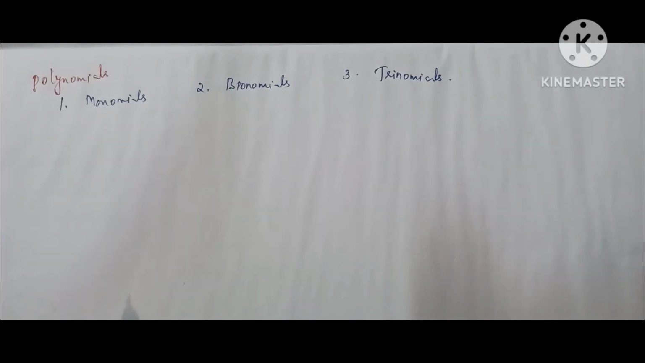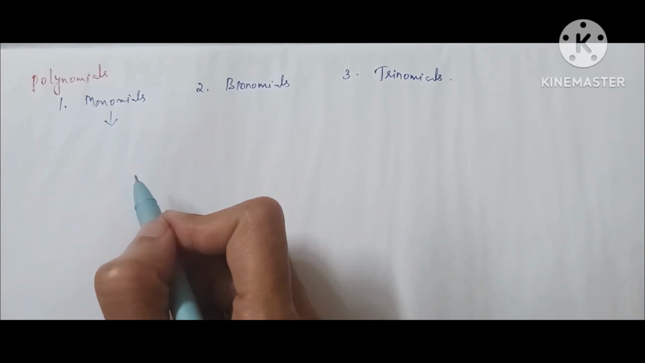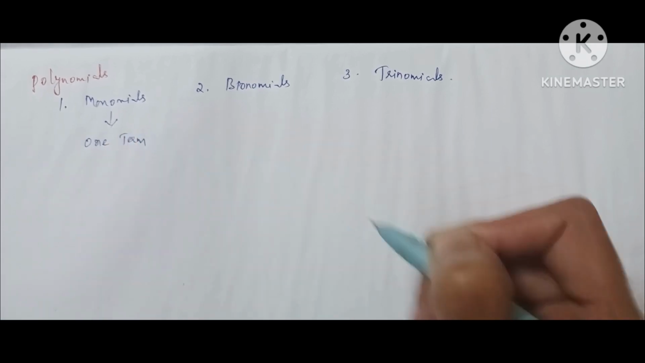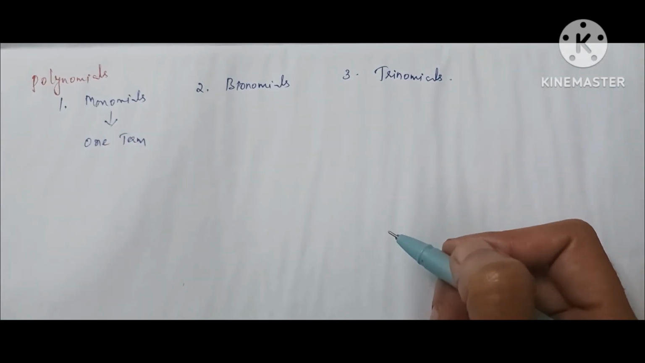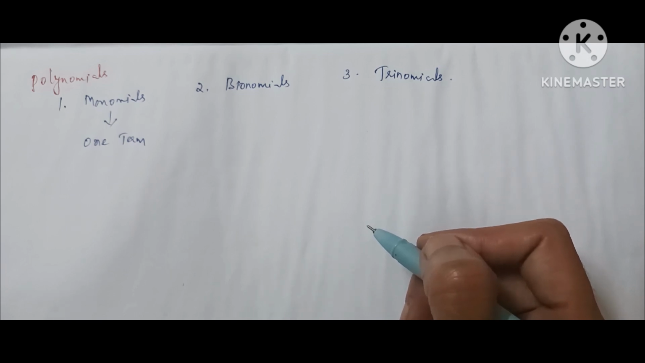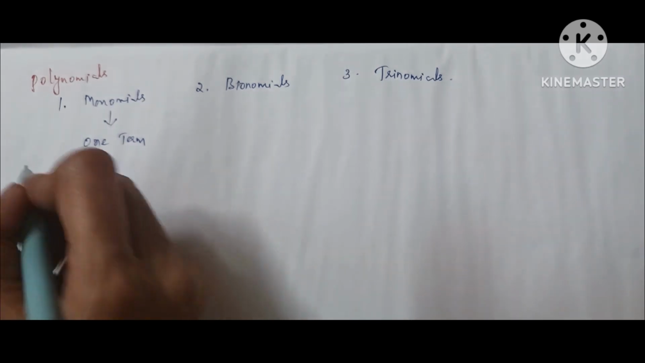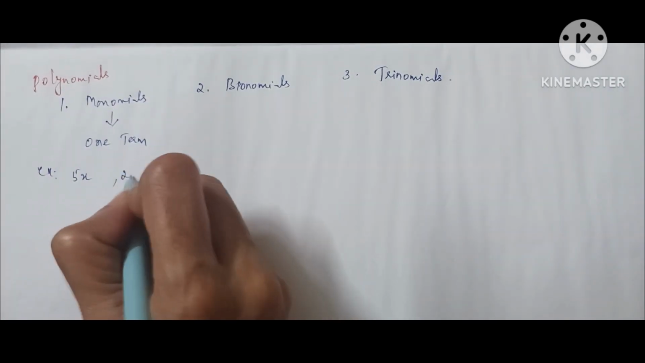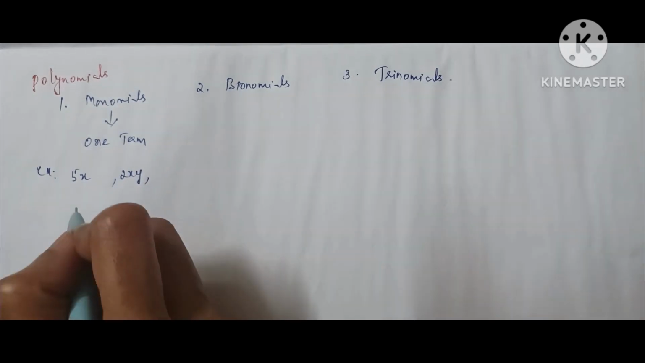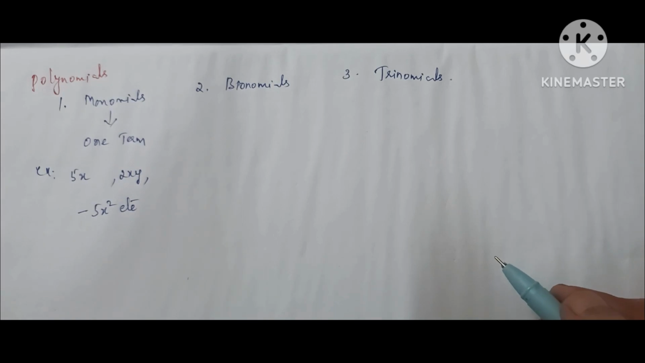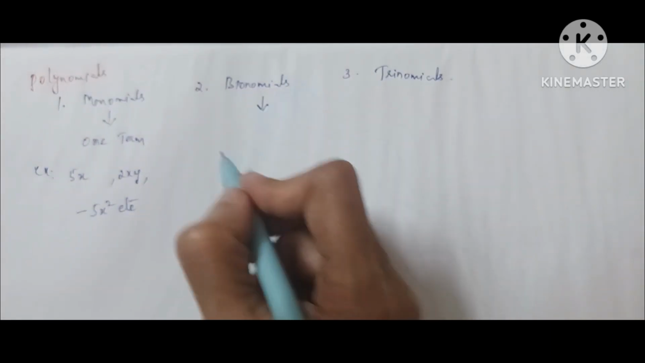Monomial. The name itself is saying monomial means one. So in an expression, if it has one term, it is called a monomial. It is derived from the Greek word mono. Mono means one. A single term is called a monomial. For example, 5x is a monomial, or 2xy is a monomial, or minus 5x square is also a monomial.